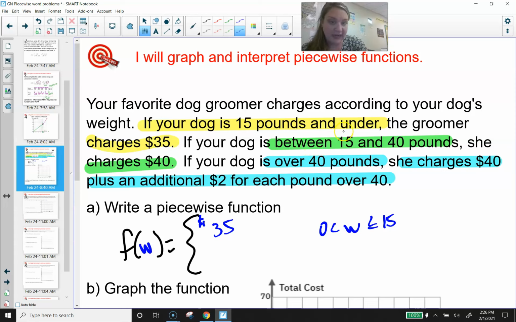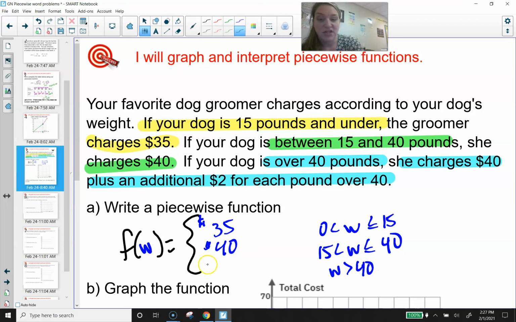If our dog is in between 15 and 40 pounds, okay, so now we're in between 15 and 40. We're allowed to be equal to 40. I can't be 15 because 15 was included in my last price range. If we're between 15 and 40 pounds, she charges me a flat rate of $40. If your dog weighs over 40 pounds, so we're not equal to, it's over 40 pounds, she charges you the flat rate of $40 plus $2 for each pound over 40.